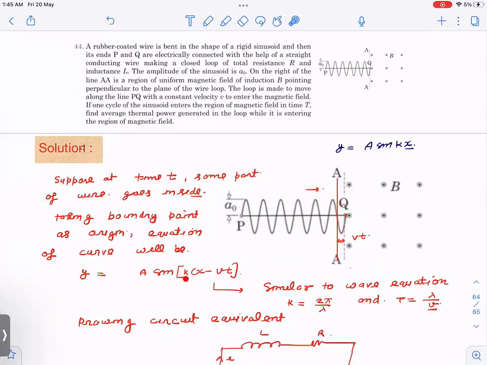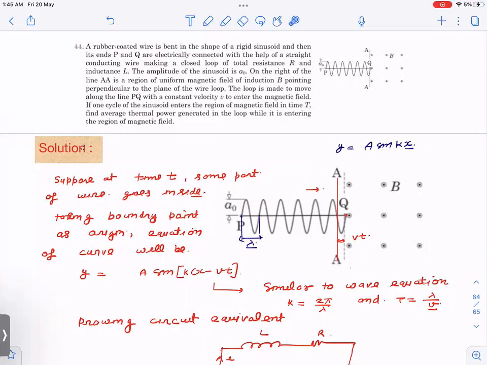V is velocity, k is 2 pi by lambda, and T was given, right? T here is lambda by v. Now what is lambda? So lambda I am taking as this. So that is what is given. Here, this is capital T, and it is for one cycle. So for one cycle, wavelength is lambda.